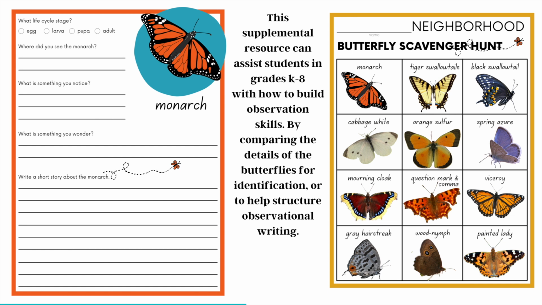And then this resource can be used for students in K through 8, how to build their observation skills by comparing the details of different types of butterflies. So you can have conversations about what's the difference between a viceroy and a monarch. I mean, they're very similar, right? But what's different about them? And so when students are in nature, how can they be sure they're not identifying a viceroy or perhaps a painted lady, maybe even an orange sulfur or a morning cloak?